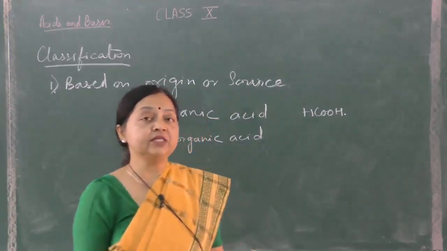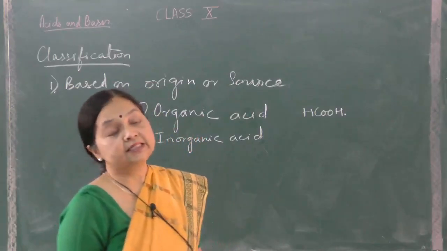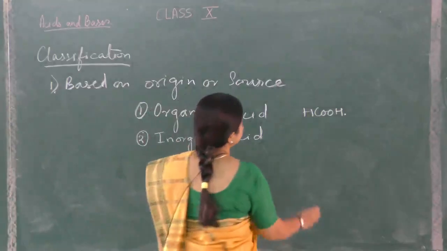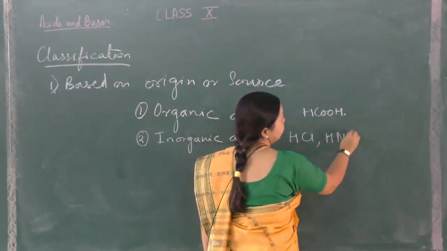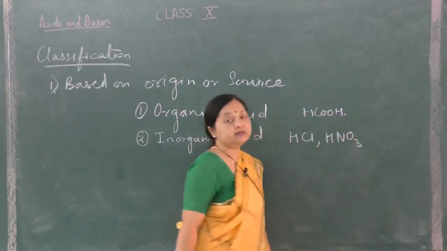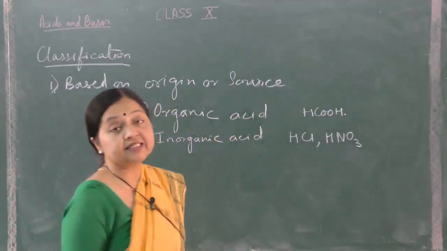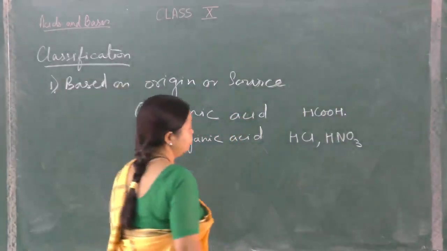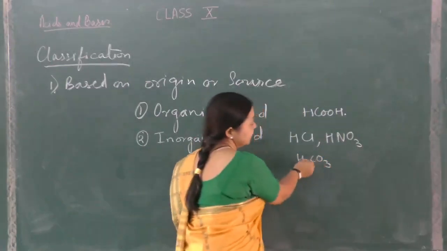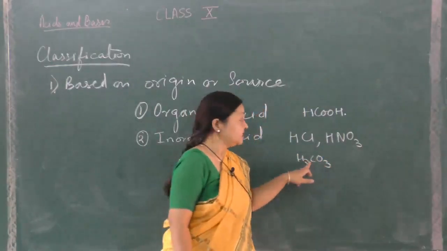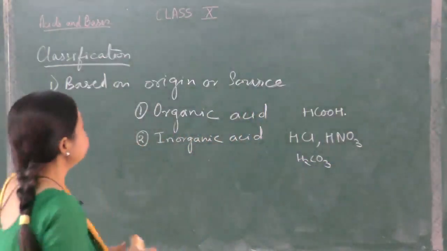It's not essential that they contain a carbon. Only carbonic acid contains a carbon, which is also a weak acid. So HCl, HNO3, H2SO4, etc. These are mineral acids. They are usually strong acids and they don't contain carbon. Exception is H2CO3. This contains a carbon atom and it is a weak, unstable acid. So this is one way of classification.